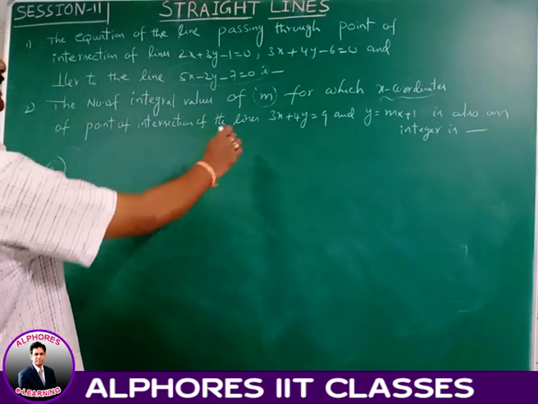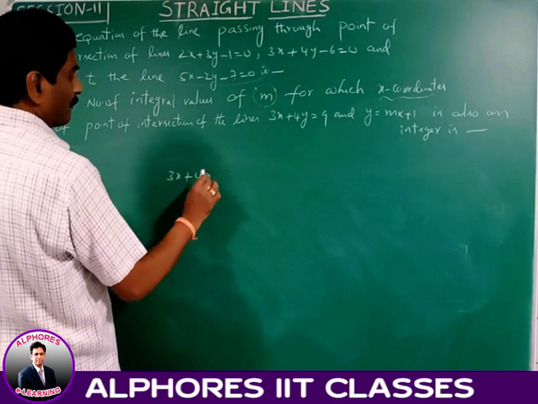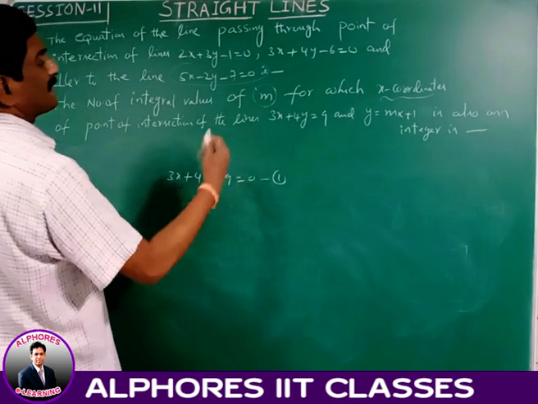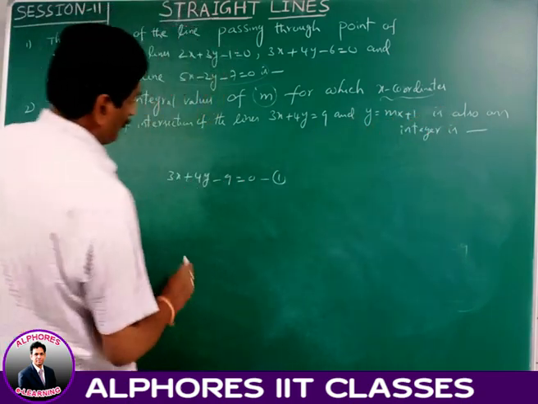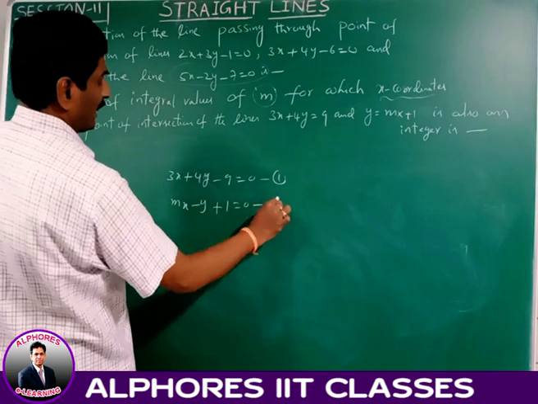What are the given lines? 3x plus 4y is equal to 9. That means 3x plus 4y minus 9 is equal to 0. It is equation number 1. Second line, y is equal to mx plus 1. That means mx minus y plus 1 is equal to 0. It is the second line.